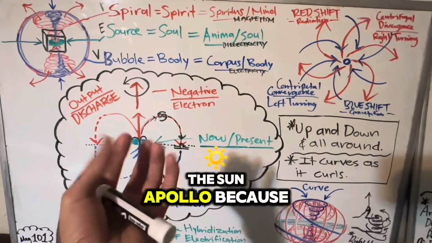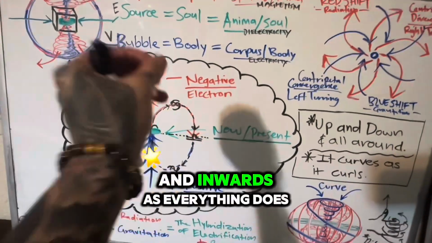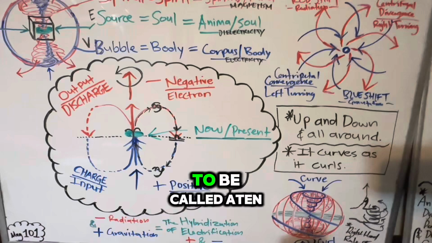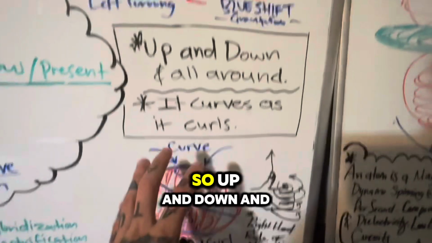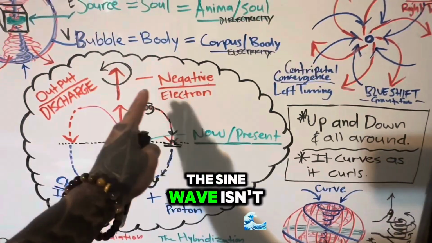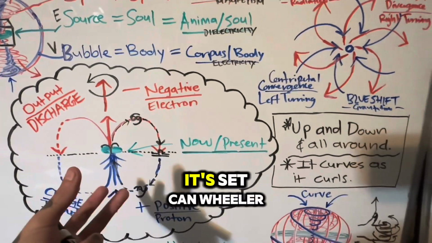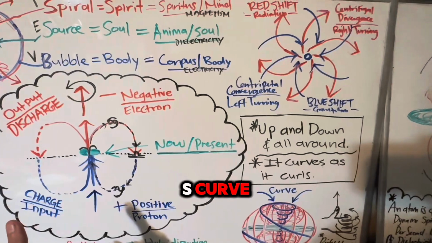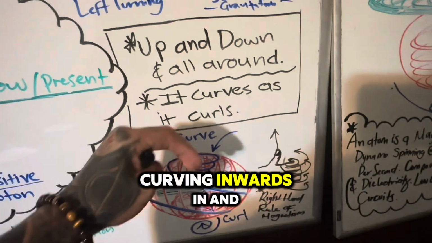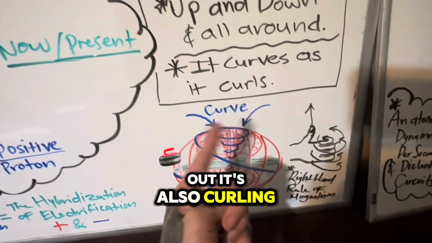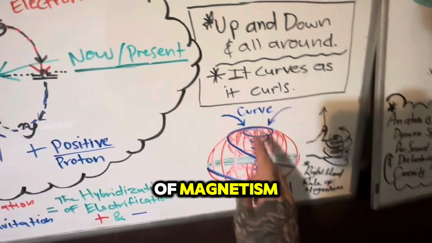Santos says they call the sun Apollo because it is an apple. It is releasing outwards and inwards as everything does. All is atum, and the sun used to be called Aten, and Aten was an atom. So up and down and all around, the sine wave isn't just up and down, it is actually helical. It's actually three-dimensional. Ken Wheeler calls it a three-dimensional S-curve, and it curves as it curls. Curving inwards, in and out, it's also curling. So it curves as it curls, thank you Nassim Haramein, and this is called the right-hand rule of magnetism.